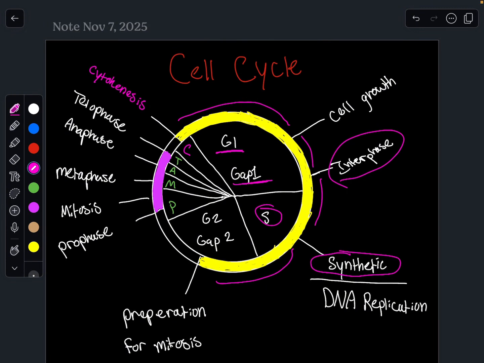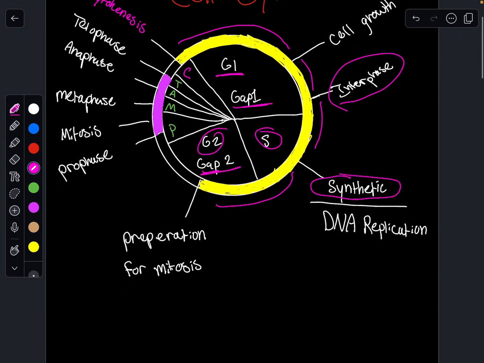Lastly is G2, which is also known as Gap 2, and it is the preparation for mitosis and is also protein synthesis and for cell growth to continue through the preparation of mitosis.